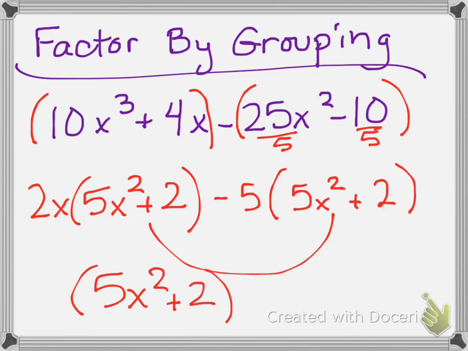Hold on just a second. Let me finish, then we'll stop for questions. The rest of my answer comes from 2x minus 5. So that's the second binomial right here, 2x minus 5. That is how you factor by grouping. I know that's hard to see. You'll be able to see it better on the computer when you get your copy.